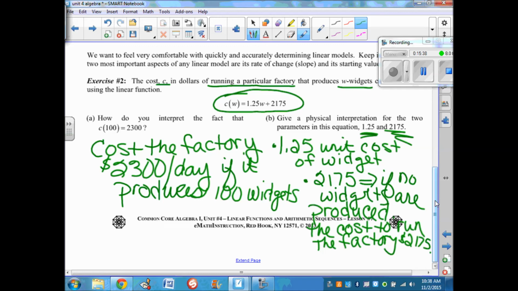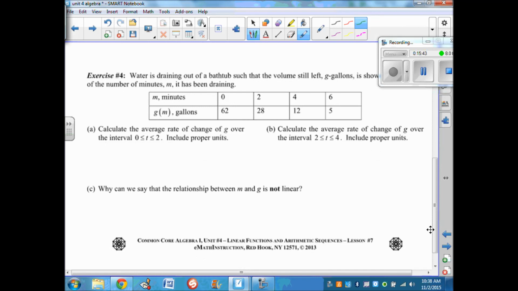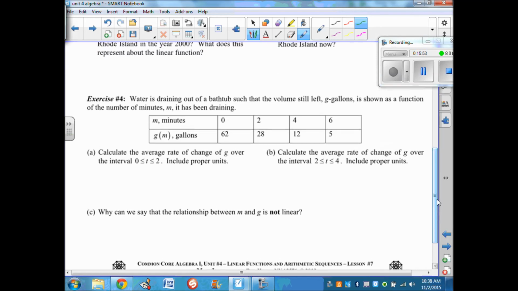Okay, go ahead and flip it over and slide down to exercise 4. One last question. Okay, water is draining out of a bathtub. So think about what's going on there. That water level is going down, the volume still left. G gallons is shown as the number of minutes it has been draining. So we've got this in our table.